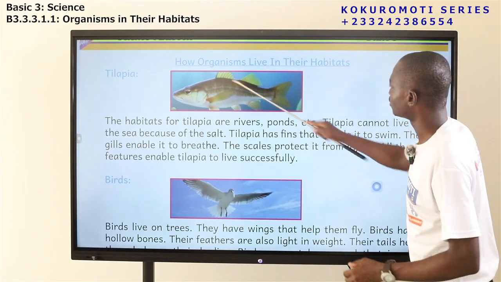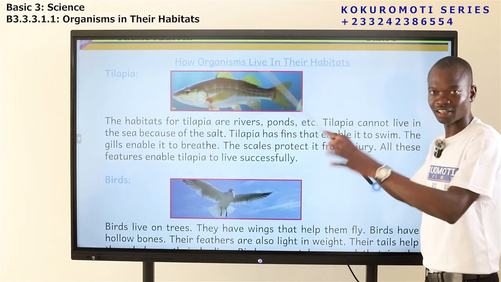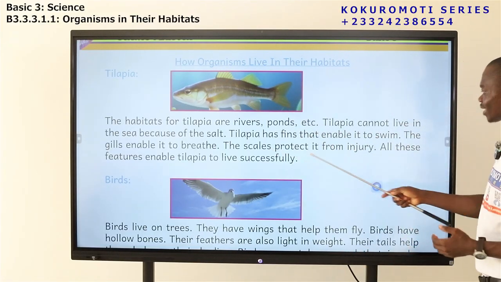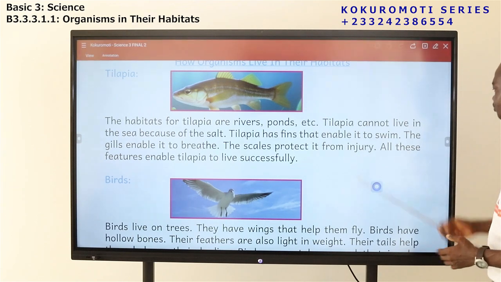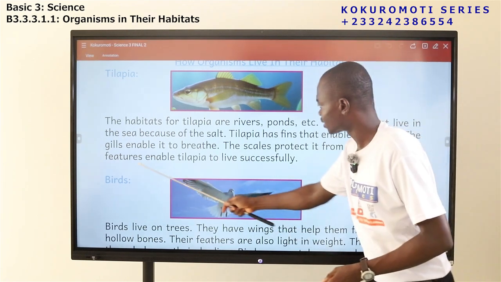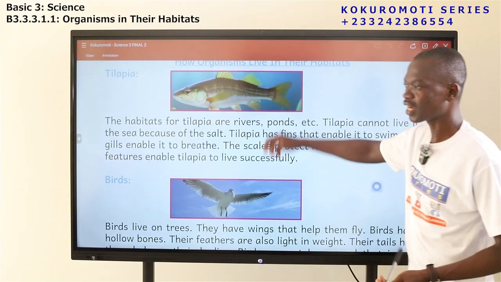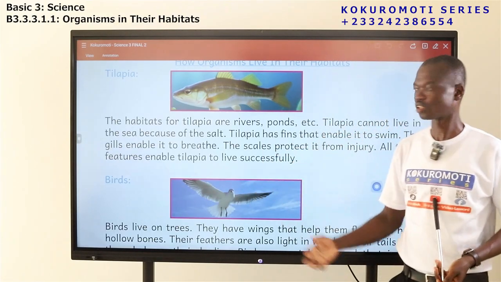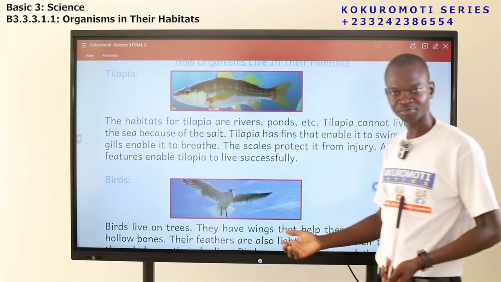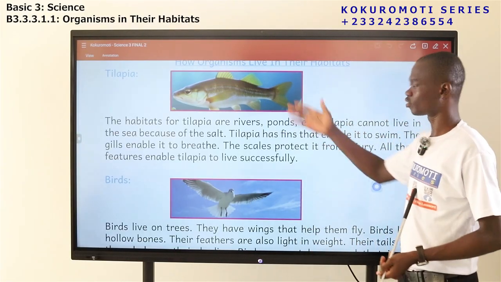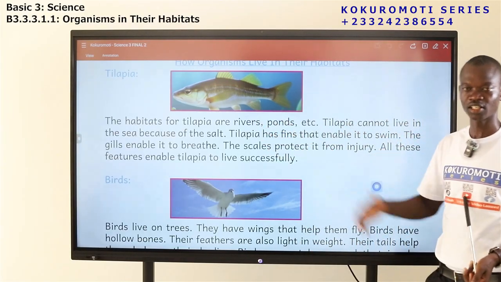The scales, something like rubber that covers the skin, that is the scale. So the scale protects it from what? Injury. All these features enable tilapia to live successfully. So if you see tilapia in water, it's because of these features that it has. If you see tilapia in rivers and ponds, it's because of these features. Do you get it? So that is that.